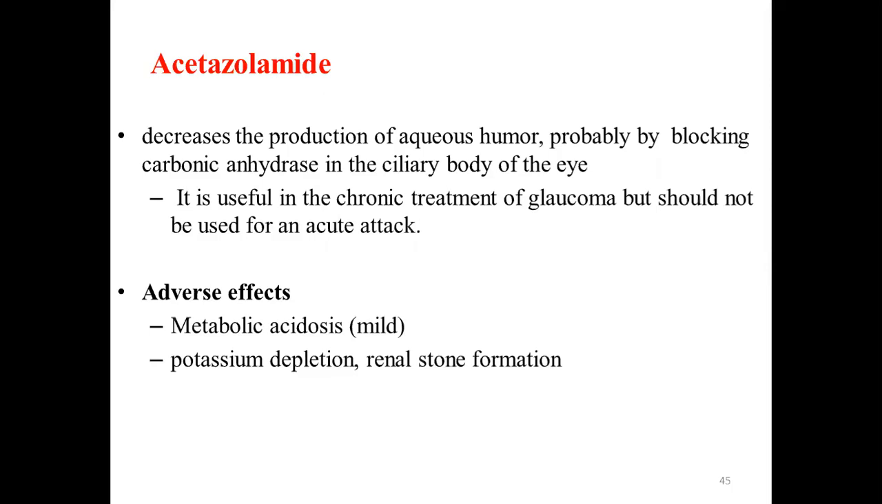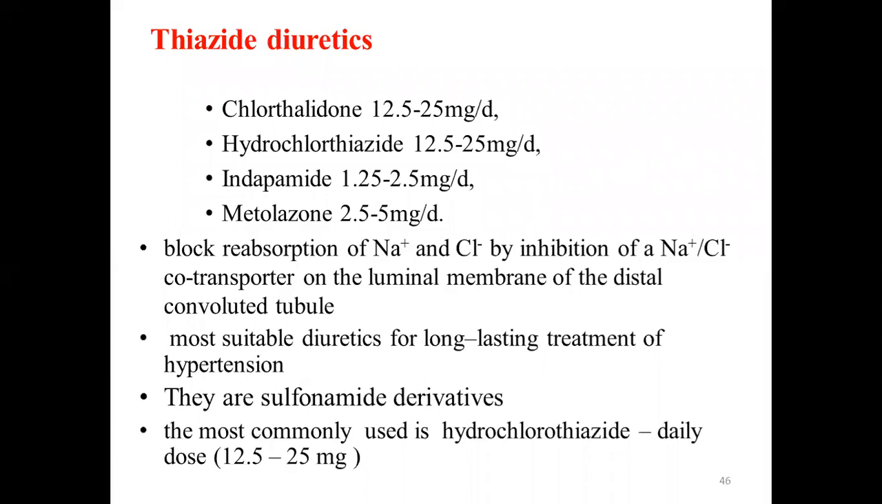Then, looking at the adverse effects of acetazolamide, remember that acetazolamide promotes bicarbonate excretion. Because of that, the risk of metabolic acidosis is present, but it is usually very mild. It can cause acidosis because bicarbonate is eliminated from the body. It can also cause potassium depletion and renal stone formation. Those are some of the adverse effects.